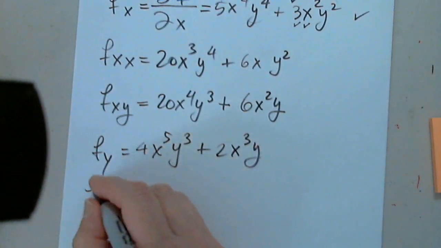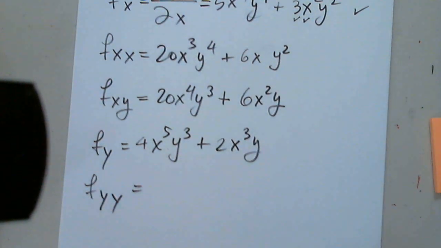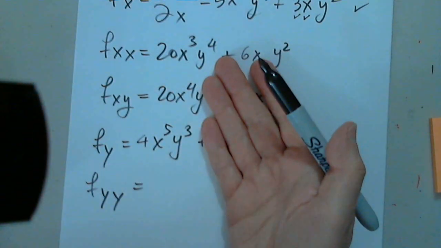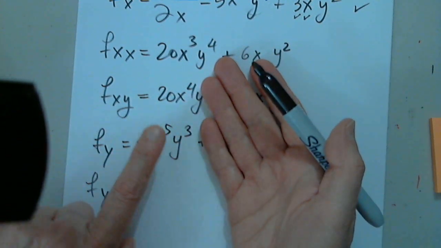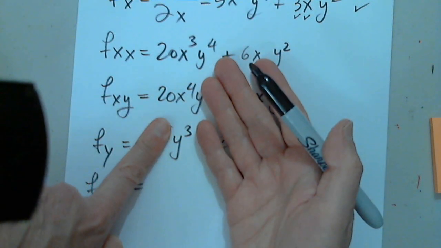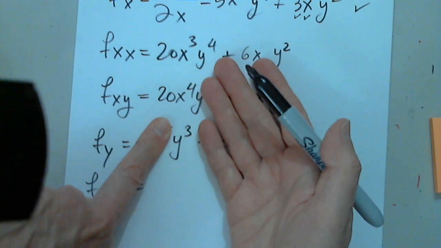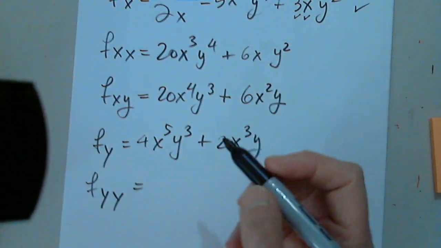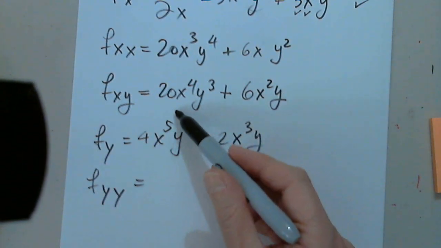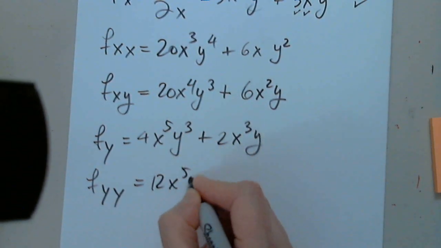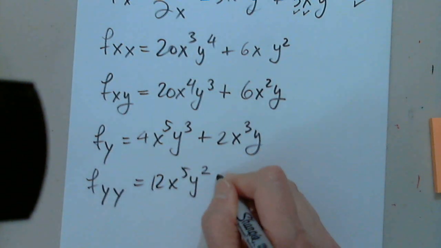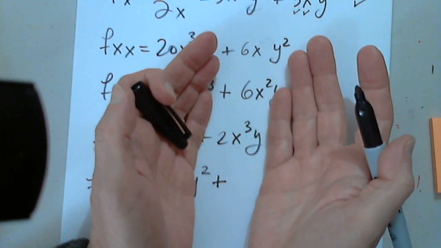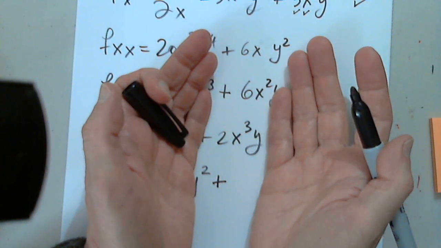Awesome. Now we want fyy. So we're differentiating this term with respect to y. These are fixed. Don't look at them. Don't try to differentiate them, but you have to keep them. It's 12x⁵y. Perfect. Plus, we're differentiating this with respect to y. 2x³. That's it.